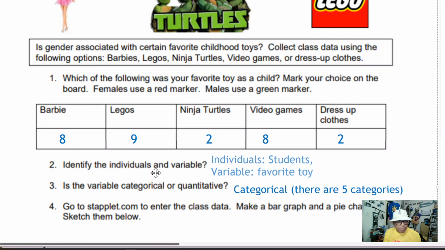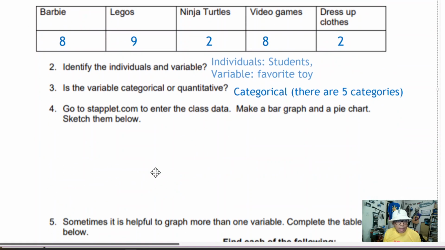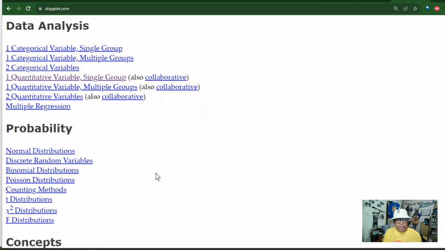Okay, the very next thing we're going to do is go to Statplet.com and enter the class data. We're going to make a bar graph and a pie chart and sketch it below. I know this is the first day in class for most of you, so Statplet is a tool that we're going to be using quite a bit, and we're going to use it to help us make our charts and graphs when it's appropriate.